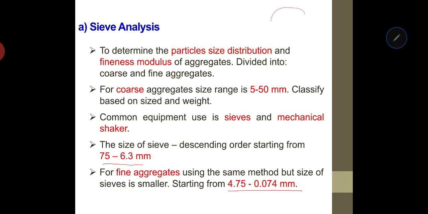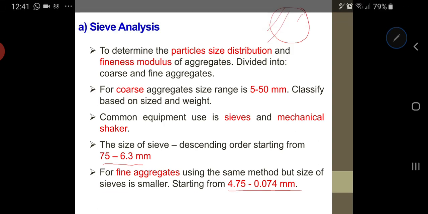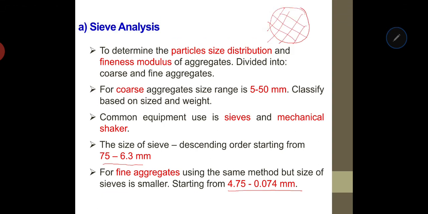So in the lab, you are using that round wire mesh. We have that wire mesh, and we stack this wire mesh, the bigger size at the top and the smaller size at the bottom, and also you have at the bottom the receiving pan.